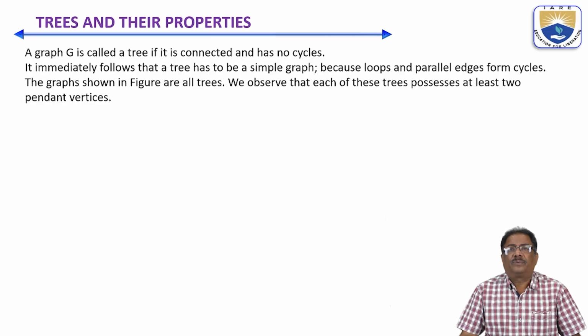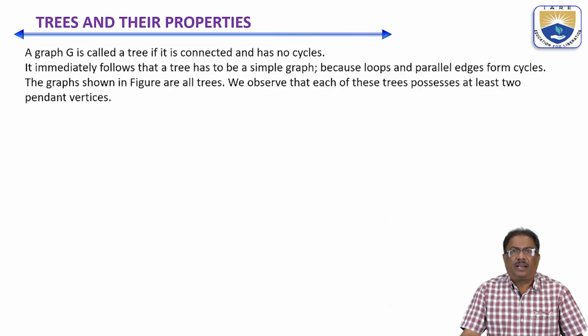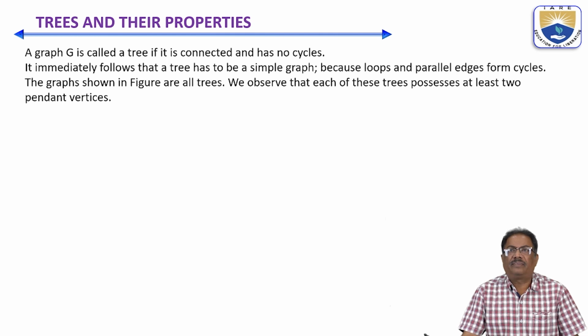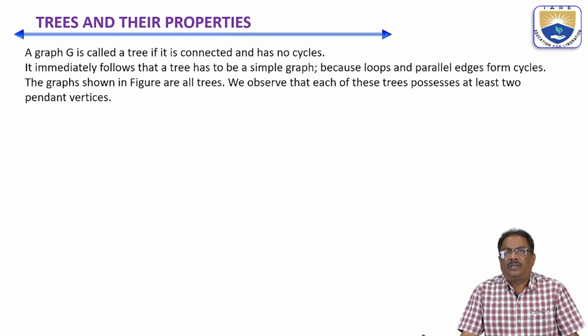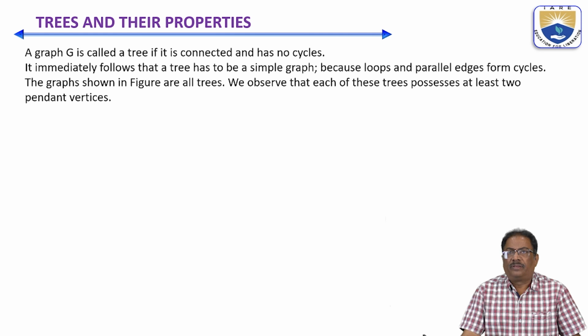So what is meant by a tree? A graph G is called a tree if it is connected and has no cycles. A connected graph without any cycle is known as a tree. It immediately follows that a tree has to be a simple graph because loops and parallel edges form cycles. The graphs shown below are all trees.